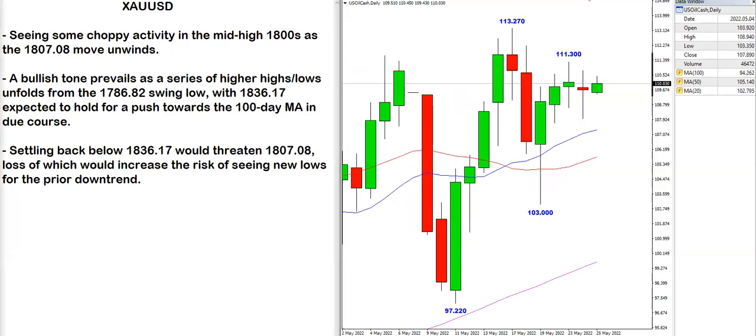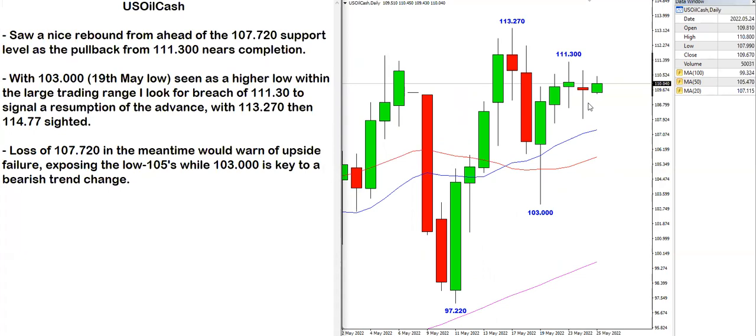Onto crude. Crude is a bit like cable. We were seeing a bit of weakness yesterday, but I was looking for the trend change level here at 107.72 to hold, and we saw a good bounce into the close, leaving behind a long lower shadow on the daily candle, which is pretty much in line with those expectations. I see the pullback from 111.30 as a minor correction of this move up from 103.